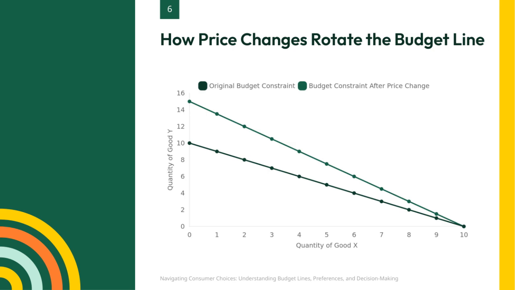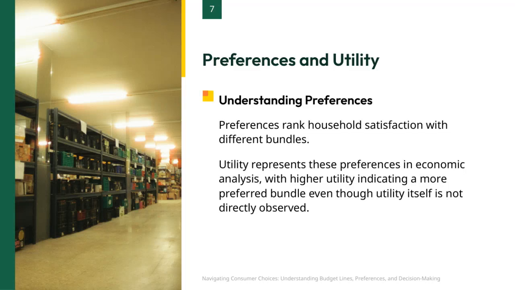Here, we're focusing on understanding preferences and utility in the context of household satisfaction. Preferences help us rank how happy a household is with different bundles of goods or services. The key idea is utility, which economists use to represent these preferences. Even though we can't directly observe utility, a higher utility value means the household prefers that bundle more. Essentially, utility acts as a way to quantify these preferences and helps us analyze choices in a structured way.